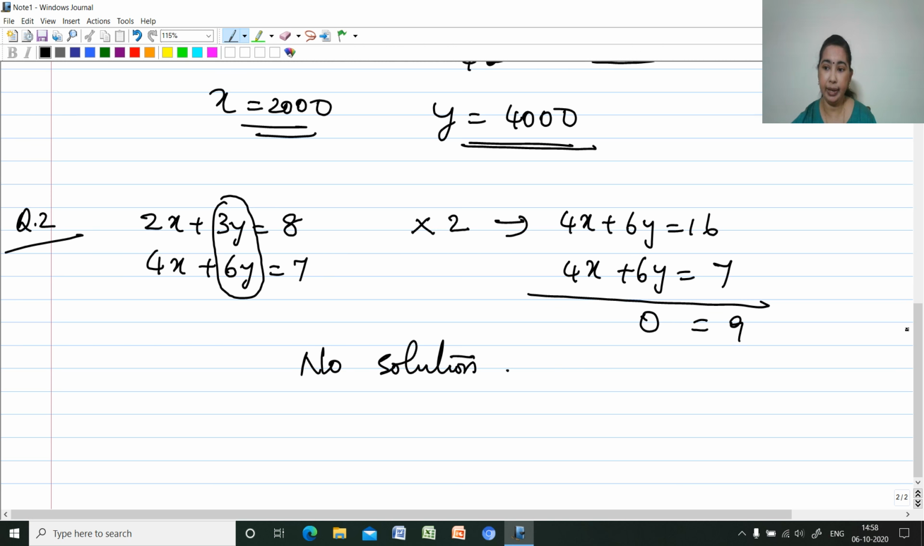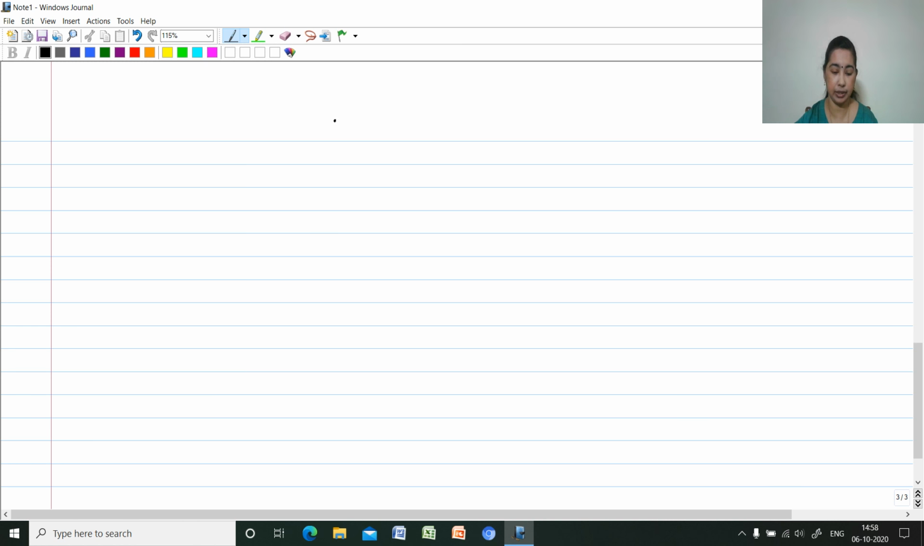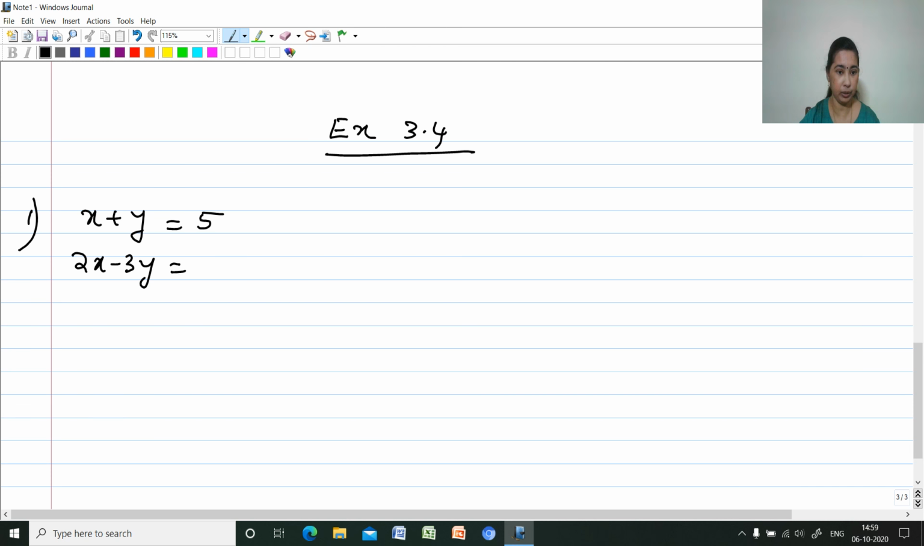Now we will move on to the exercise questions. Exercise 3.4. Solve the following by the method of elimination. First question. x + y = 5 and 2x - 3y = 4. These are the two equations.